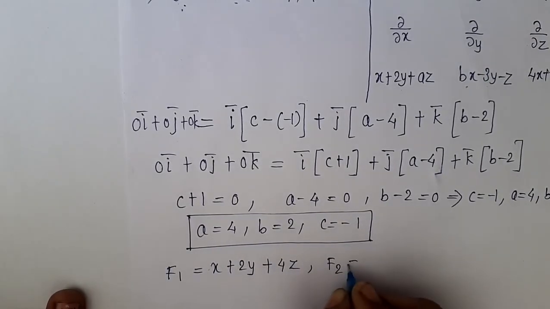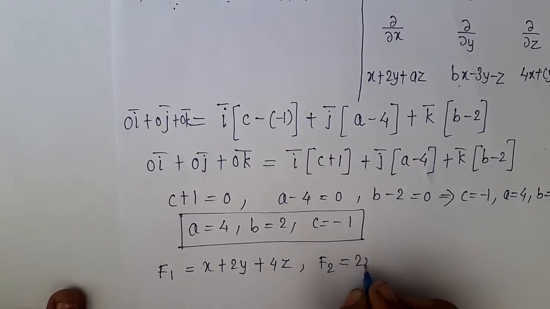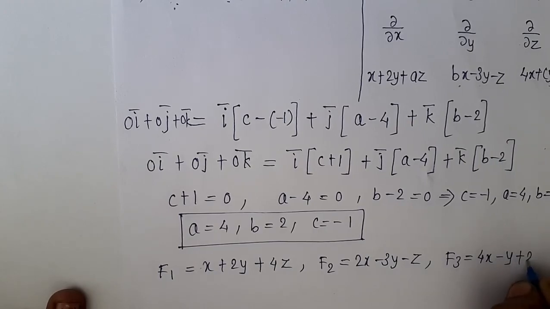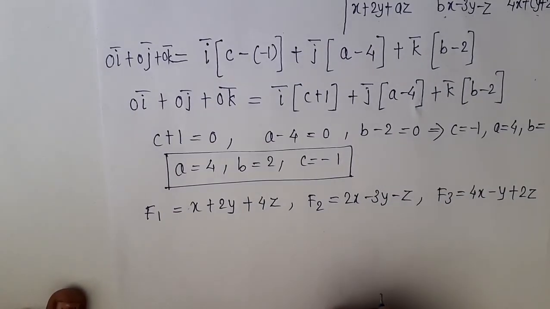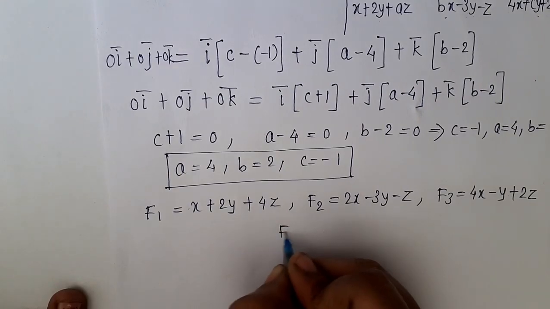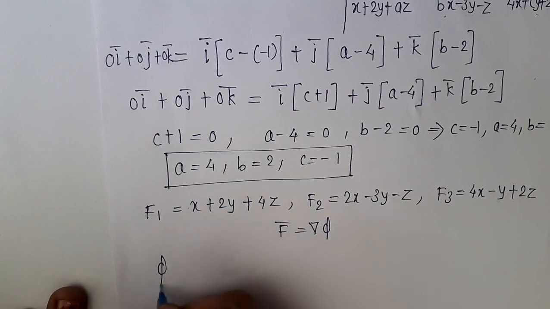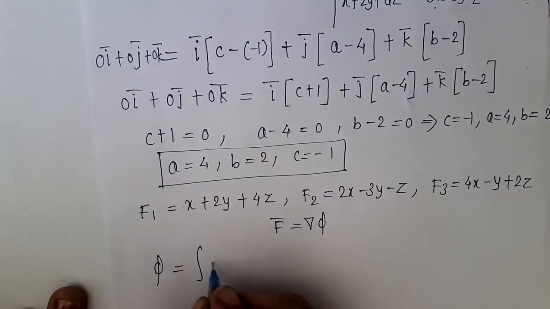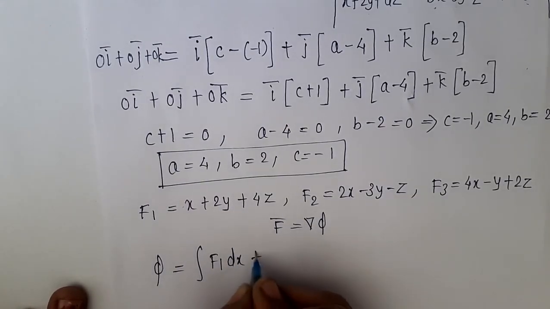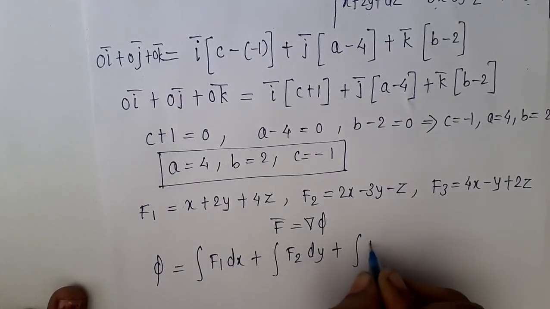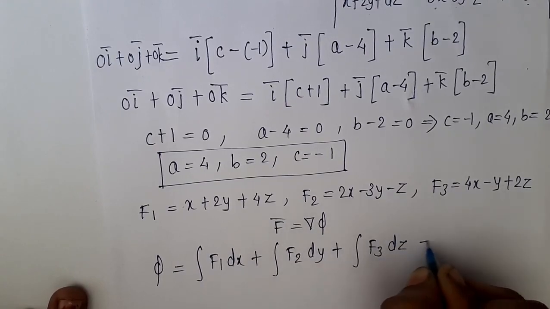Then F2 is equal to bx, b x means 2x minus 3y minus z. And F3 is equal to 4x plus cy, so minus y plus 2z. Now we got values of F1, F2, F3 and given that F is equal to gradient of phi. So phi can be written as integration of F1 dx plus integration of F2 dy plus integration of F3 dz plus c.